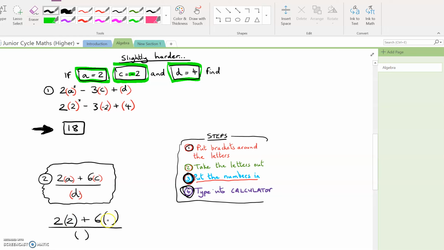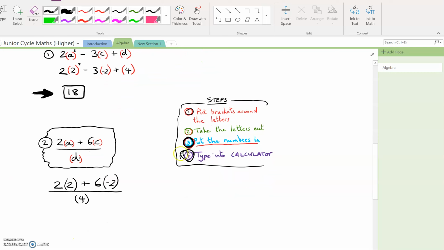What goes here? C. What's C? C is minus 2. I have to remember to put in my minus 2. And what's down here? D. What's D? 4. So I've got to put 4 in. What's the last step? Type into the calculator. And if I type that into the calculator, I will get minus 2. That's my answer to that one.